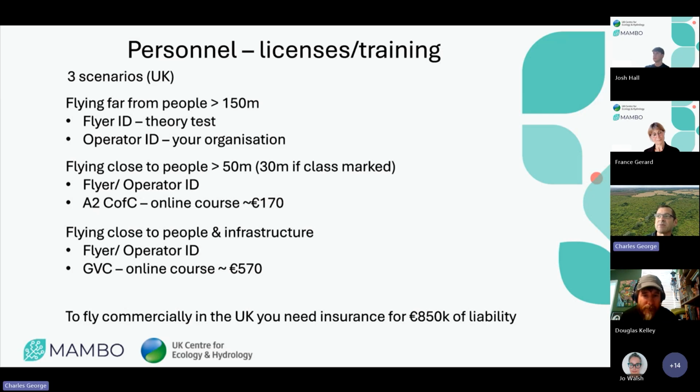And lastly, I suppose to fly commercially in the UK, we need insurance, liability insurance, and it has to cover up to €850,000 of liability. We pay, I think, for 16 drones, we pay about €3,500 for the policy for that.